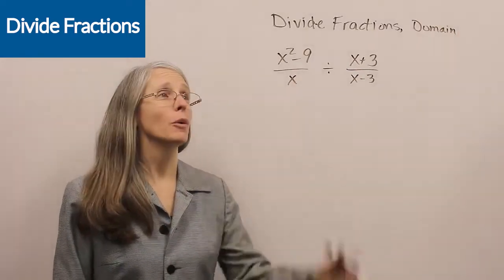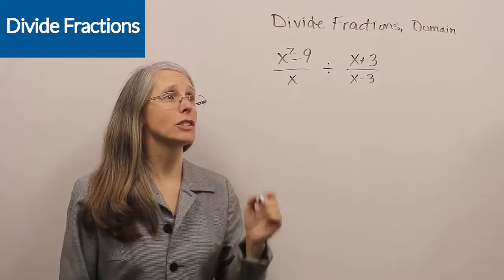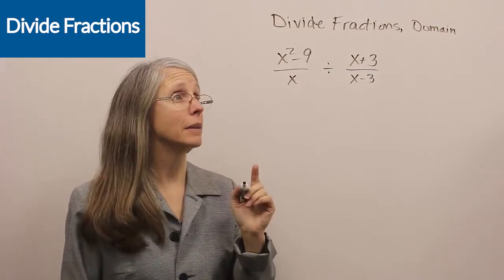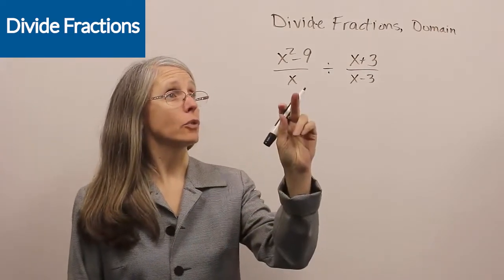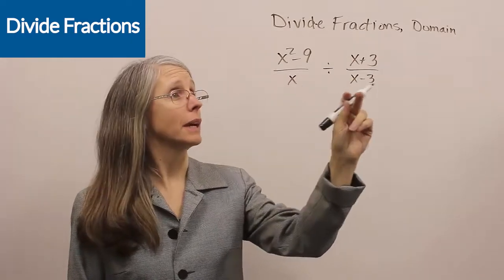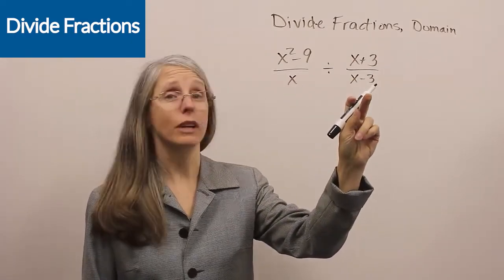Professor Yeoman: we're going to divide fractions and pay attention to the domain. We have (x squared minus 9) over x, divided by (x plus 3) over (x minus 3).